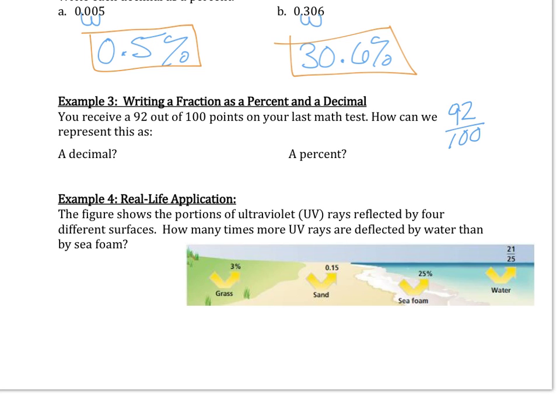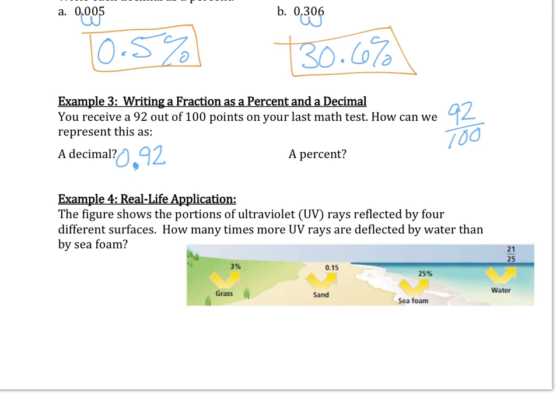So how can we represent this as a decimal? This we learned back in chapter 2, I believe. So if it's 92 hundredths, we just have to have our 92 and make sure that our last digit falls in the hundredths place, which means that it has to just be that decimal point before the 9. Now 0.92 is a percent.